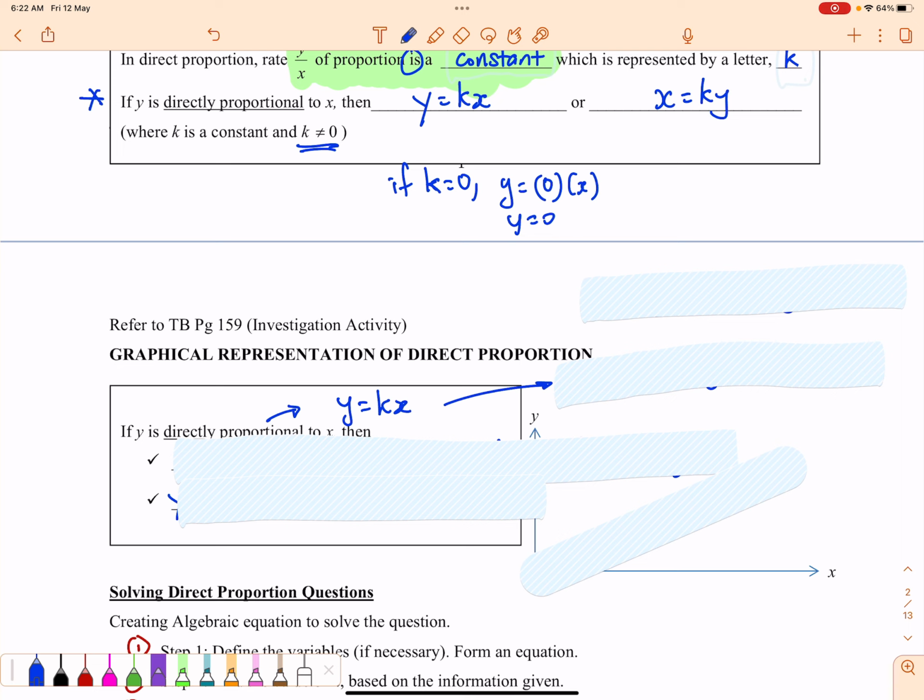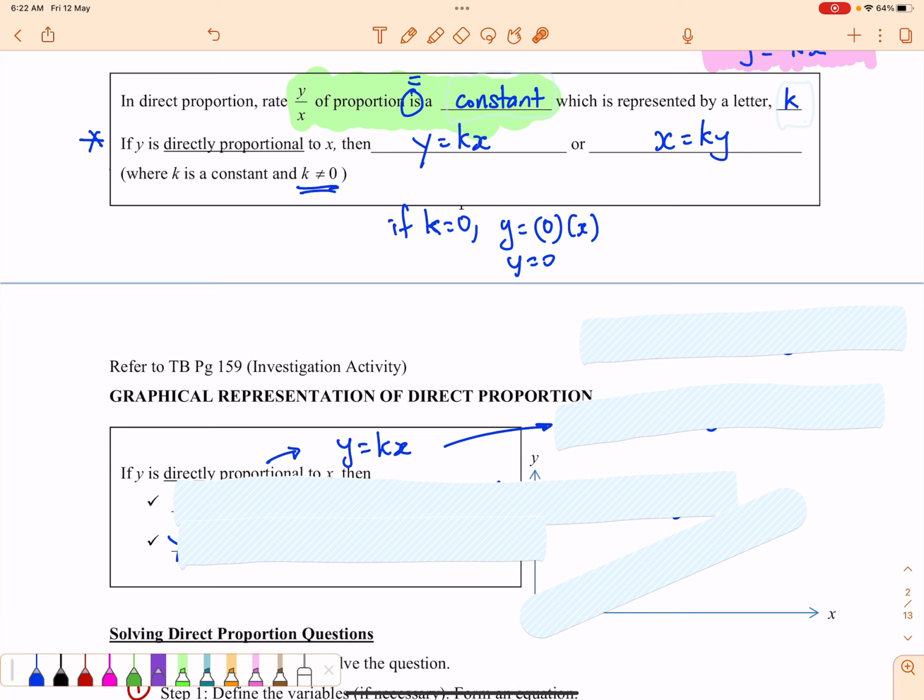Now if y is directly proportional to x, we can say that y equals kx, right? So this is what we concluded just now. Yeah, and so y equals kx, right? And y equals kx, where k is a constant. So say for example, if k is a number, then straight away y equals 2x, right?